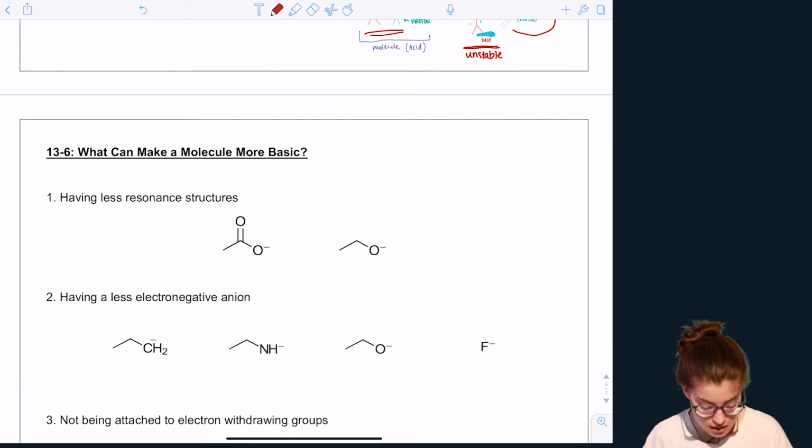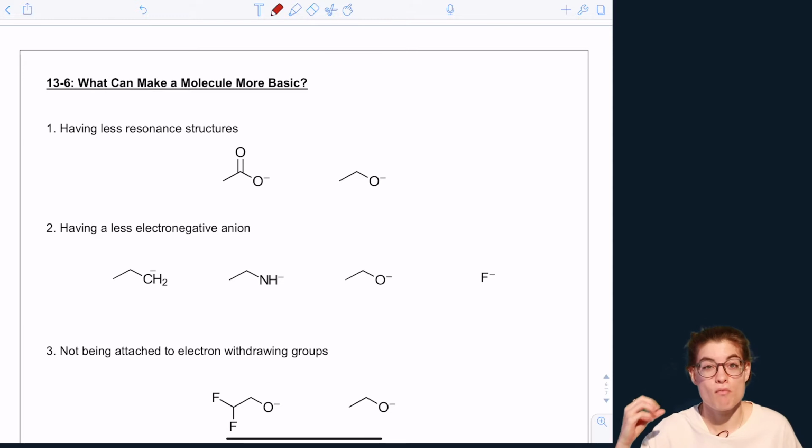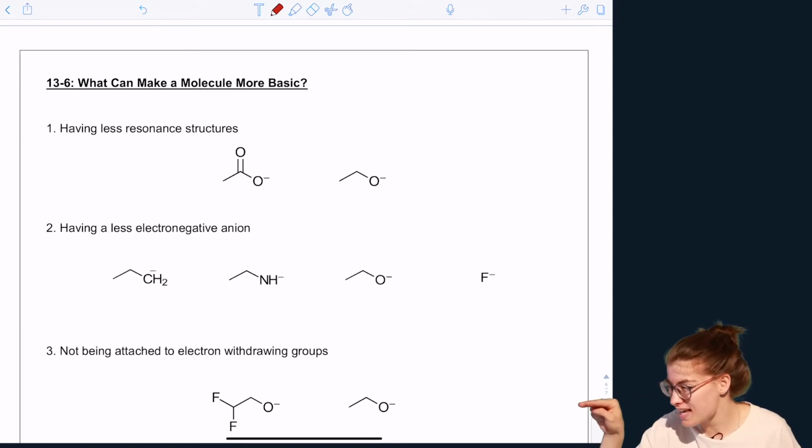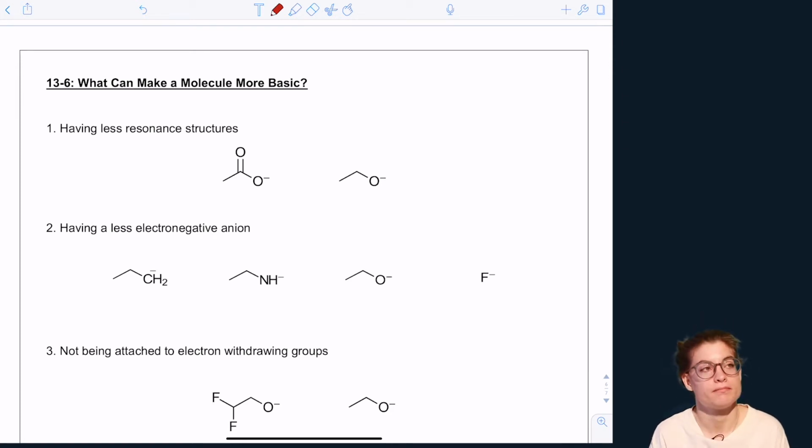Okay, so what can make molecules more basic? Well, really, for the most part, whatever makes them unstable is going to make them more desperate to seek out a proton and go grab it faster, okay? So, what do I want to say here? Well, that's pretty much it.